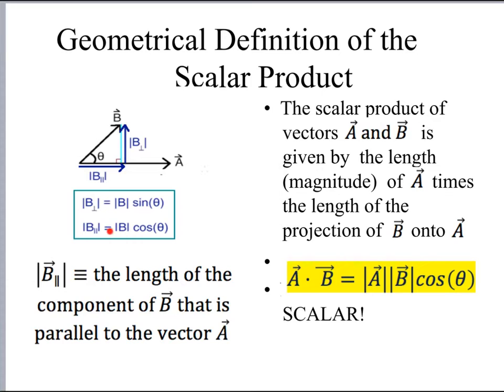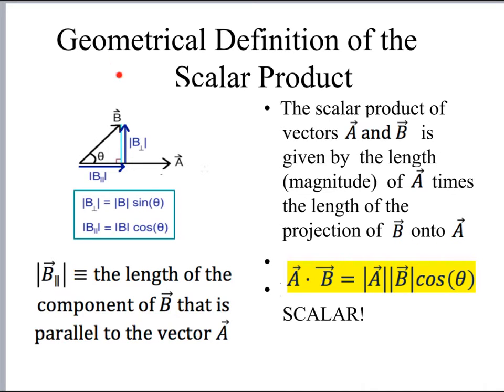And this length, B parallel, is the length of the component of B that is parallel to the vector A. So if we're going to take the scalar product of A and B, it's given by the magnitude of A times the length of B parallel. And there's a fancy mathematical term for that. We say that this B parallel is the projection of the vector B onto the vector A.